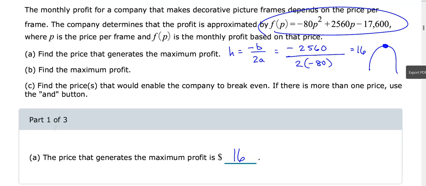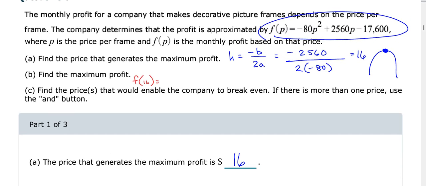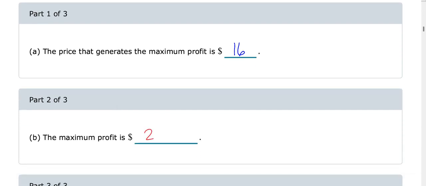Now it wants you to find the maximum profit. I'm going to do that one in red. To find the maximum profit, f of 16 would be negative 80 times 16 squared plus 2560 times 16 minus 17,600. And when you do that arithmetic, you get 2880. So the maximum profit would be $2,880.